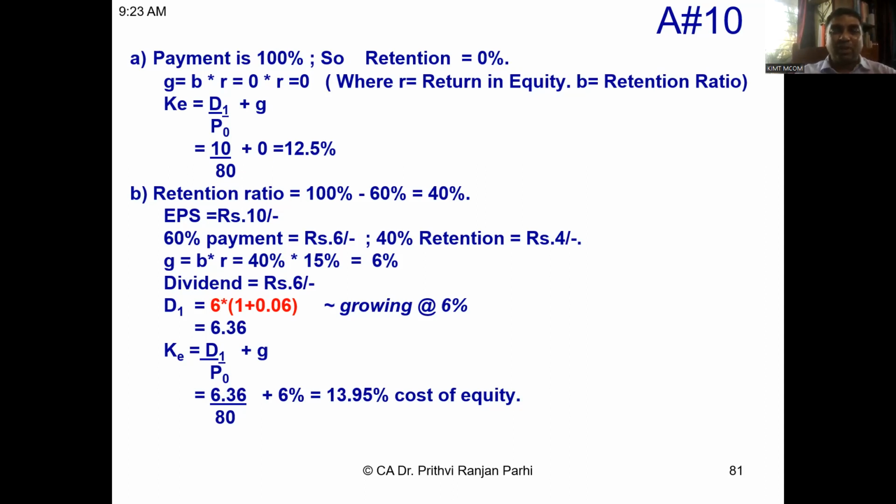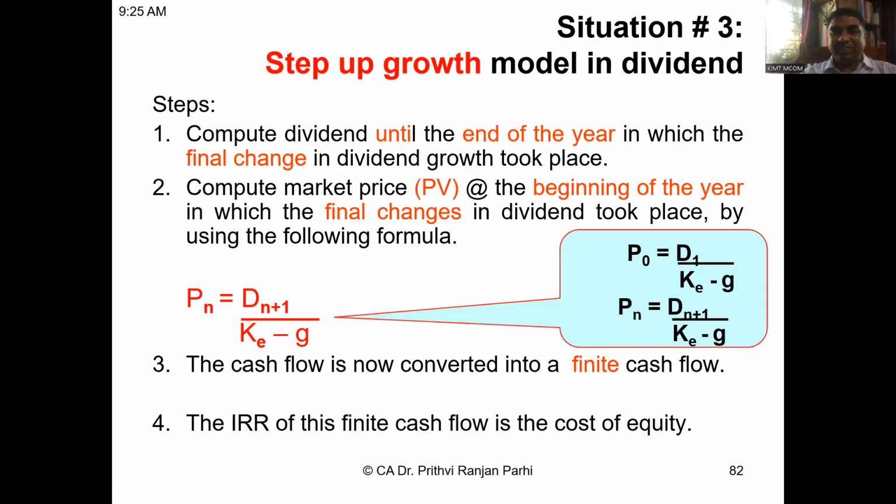Dividend is 6 rupees, what we have calculated here. So D1 will be how much? 6 rupees will grow at the rate of 1.06. So 6 into 1.06. It is coming to 6.36. So KE is equal to D1 by P0 plus G. That is 6.36 by 80 plus G, which is 6%. Totally, it comes to 13.95%. That is the cost of equity. Hope you have understood this question.